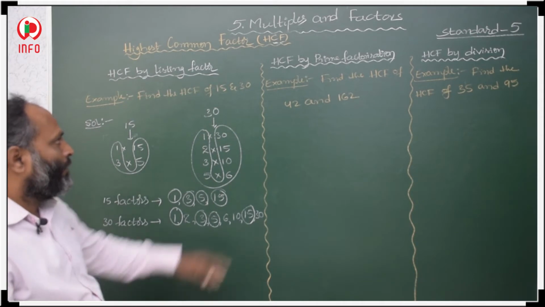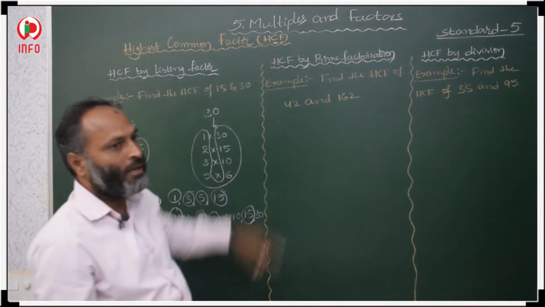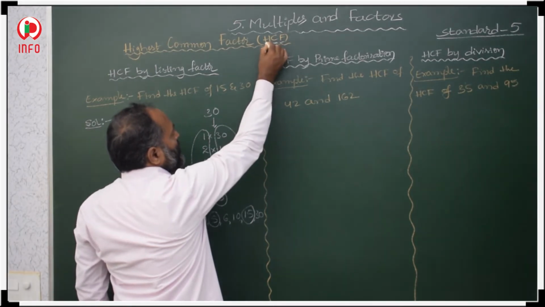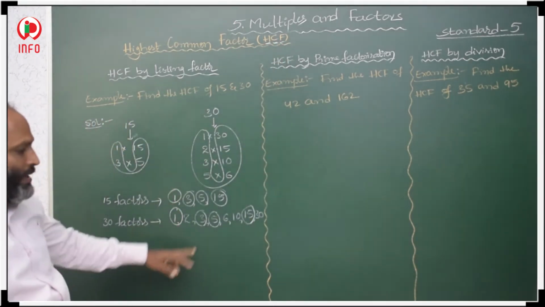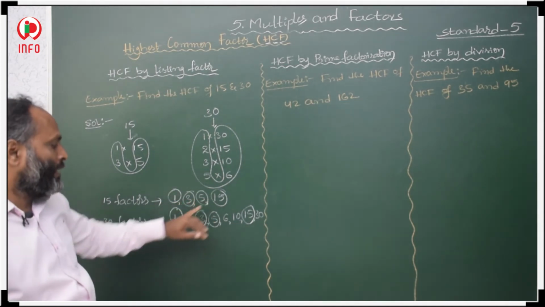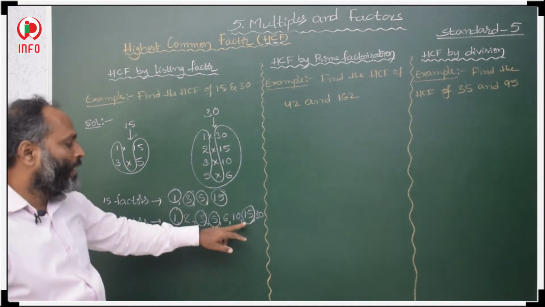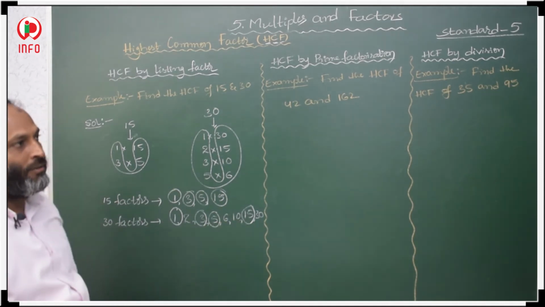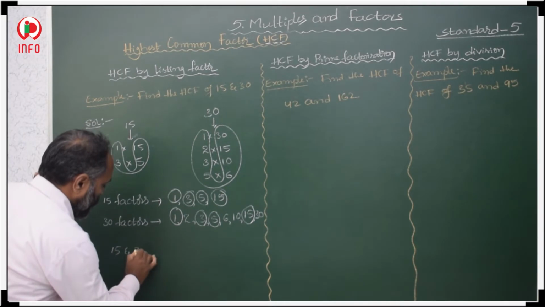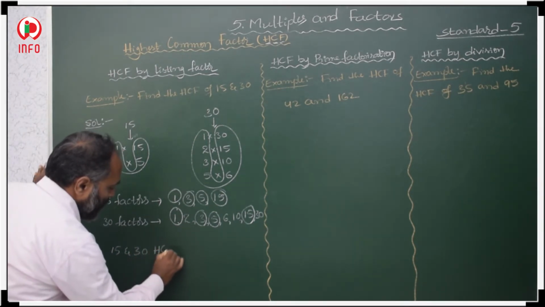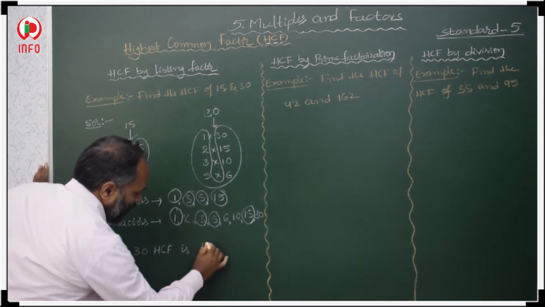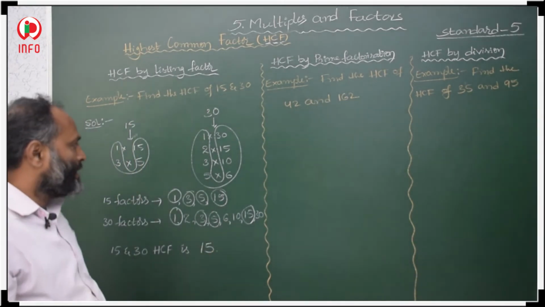Okay, factors are over, common is over. Now we have to check the highest. Which one is the highest in these common factors? 1, 3, 5, 15. 15 is the highest common factor. Therefore, the HCF, the highest common factor, of 15 and 30 is 15.